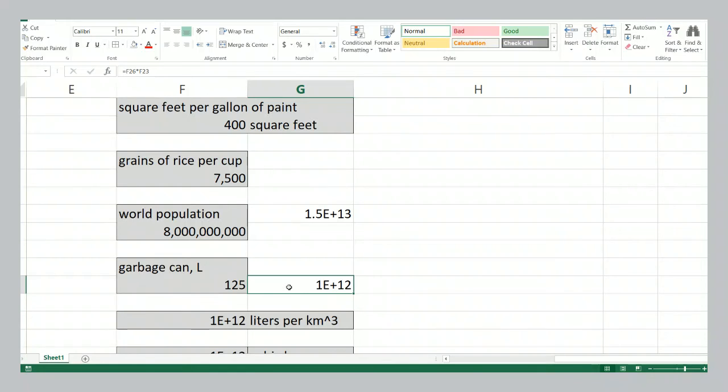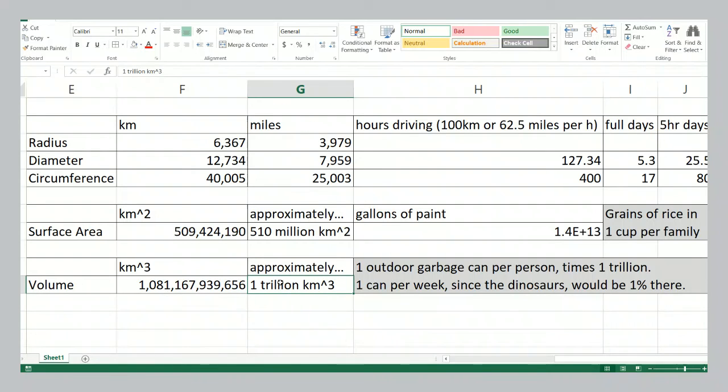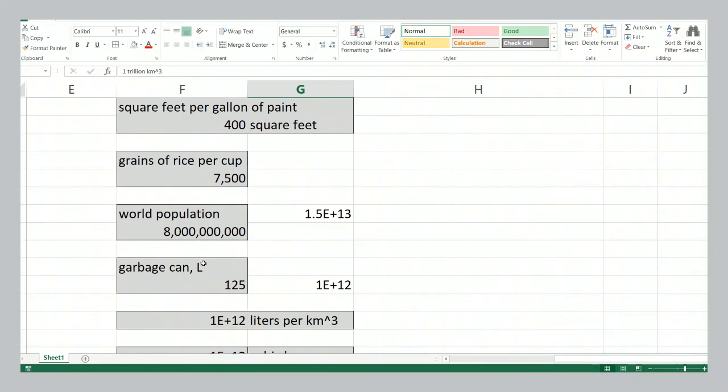That's not that much. So we are going to need 1 trillion of those. All that garbage from 1 can per person in the world is just 1 cubic kilometer. We need 1 trillion of those. So how are we going to imagine that? Let's say we're going to bury all our garbage underground. We're going to fill the earth with garbage. How can we imagine how much space there is in the earth? 1 trillion of that amount of garbage.